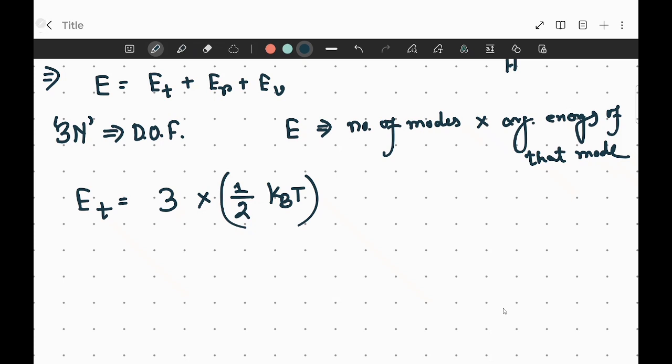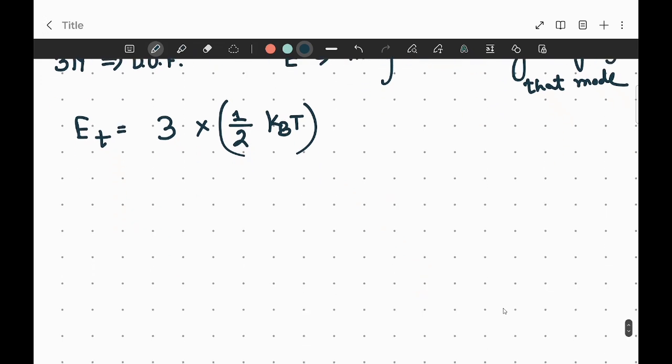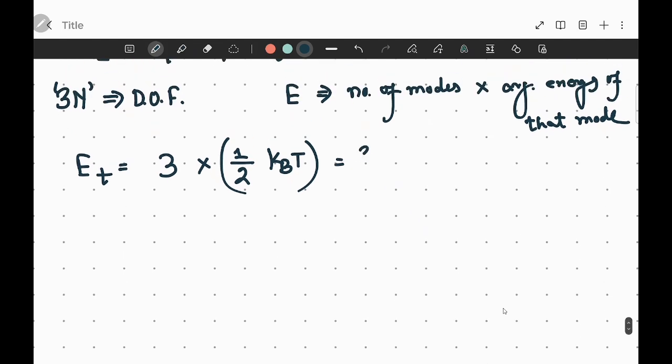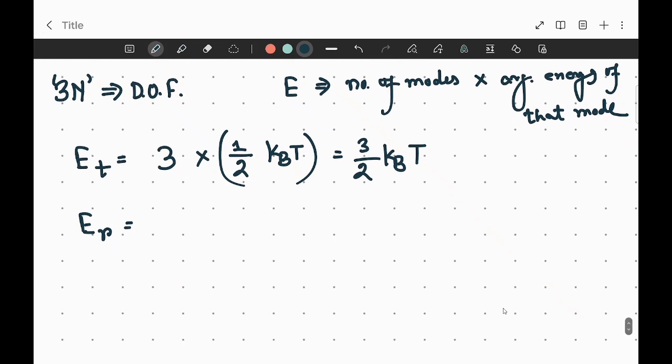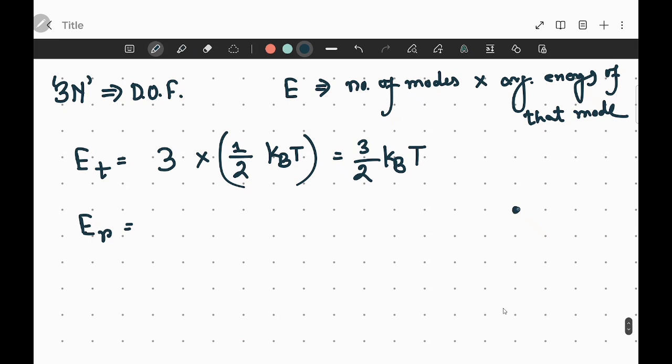And also you can calculate from statistical thermodynamics. You have already calculated that QT. If you consider it, this is 3 by 2 kBT. Okay. Rotational. Can you explain the number of modes? For translational, if you take any molecule, any atom, then there will be three directions to move, right? X, Y, and Z. So from there it's coming. Three degrees of freedom. So three number of modes is there.